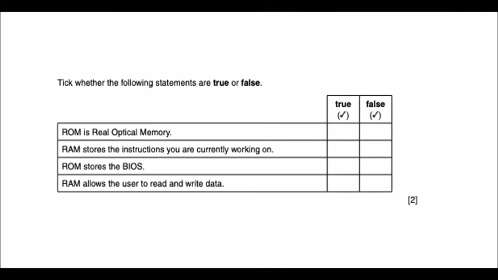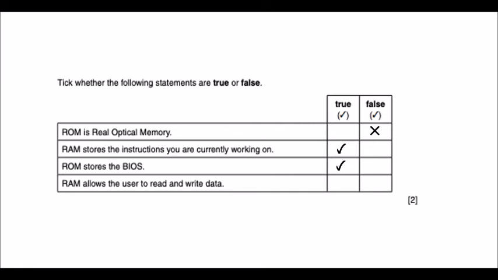Now, let's see another question. This one says ROM is a real optical memory. Is that correct? Not at all. That's not correct. So, what is the full meaning of ROM? Read-only memory. Now, RAM stores the instruction you are currently working on. Is that correct? Yeah, excellent. That is correct. ROM stores the BIOS. Is that correct? Yes, it's correct. BIOS is the same thing as the startup instructions, when you look at the previous definition I gave.